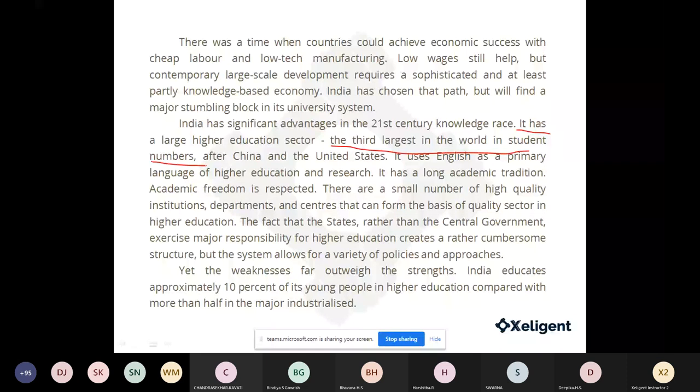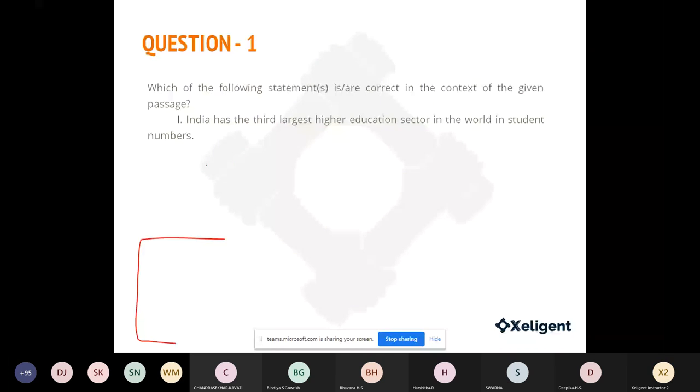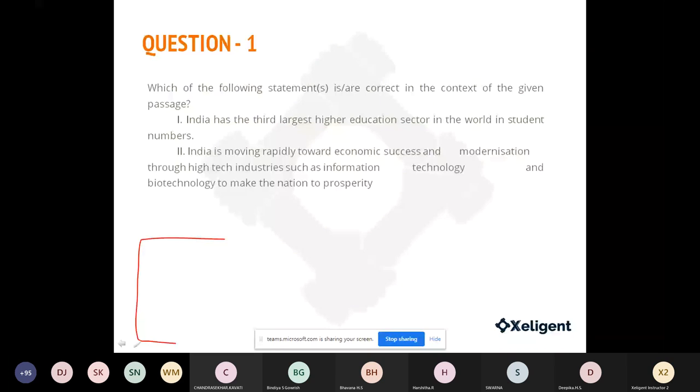Okay, now moving on to statement two. India is moving rapidly towards economic success and modernization through high-tech industries such as information technology and biotechnology. So this is also correct, because this is what they have told in the very first paragraph. India is rapidly moving towards modernization. So this is also correct.